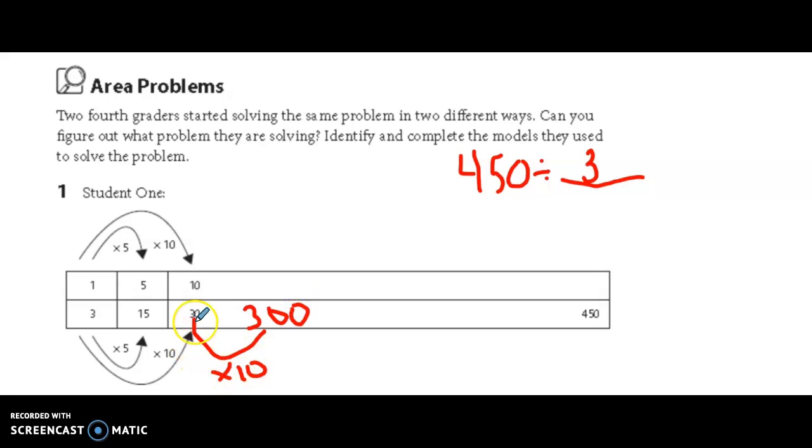Well, whatever I do to the bottom number, I have to do to the top. Okay, 10 times 10 is 100. All right, so now I'm just going to parcel these off. So now I'm at 100. Okay, I need to get to 450. If I had 300 cookies and 3 cookies in each group, I would have 100 groups of 3 cookies. But I need to get to 450.